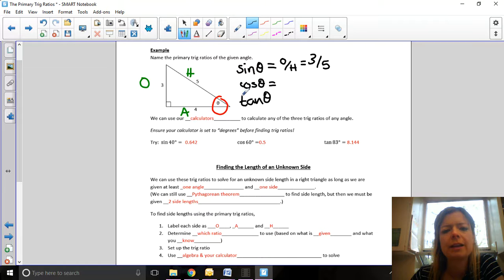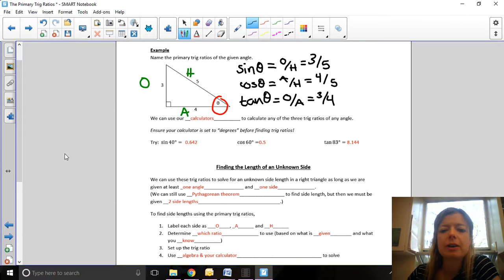For cosine, that's CAH, so it stands for adjacent over hypotenuse, so that's 4 over 5. Tan is TOA. So TOA stands for opposite over adjacent, so that's 3 over 4. So those are the primary trig ratios for theta.